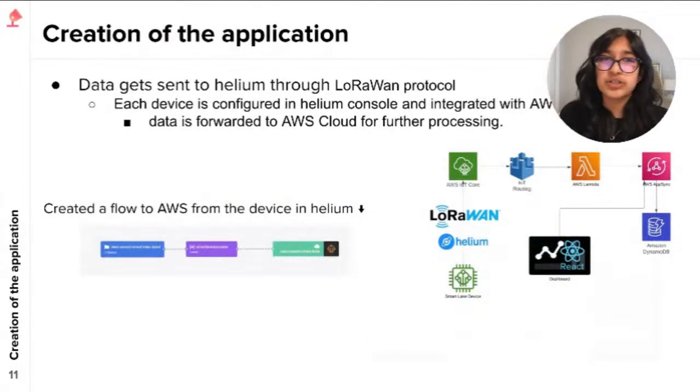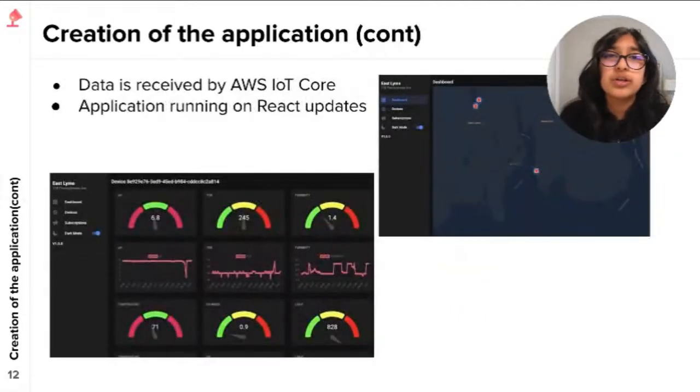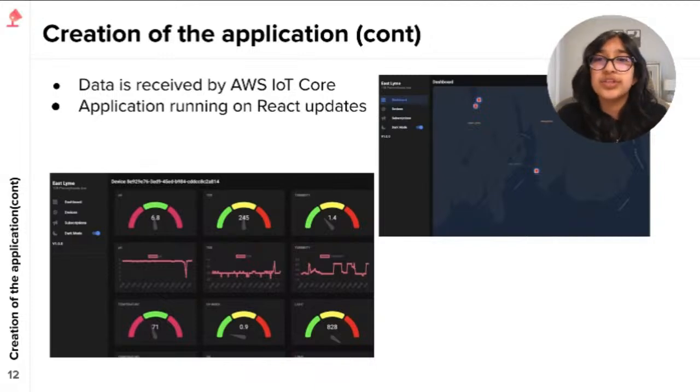Once the data is retrieved, it is sent to Helium through the LoRaWAN protocol, which is then configured into the Helium console and forwarded to the AWS cloud for further processing so that the data can be saved and then put into the React app, which is our dashboard here on the screen. That data is then received, saved into the dashboard, and pinpointed to the location the device is in.